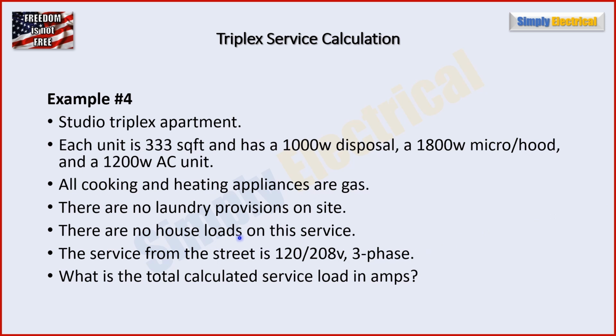There are no house loads again. Now the difference on this one is all the cooking and heating appliances are gas, and that's going to make a significant difference. There are no laundry provisions on site. The service is 120/208 3-phase, so that'll change something also. So we're going to find our amps.